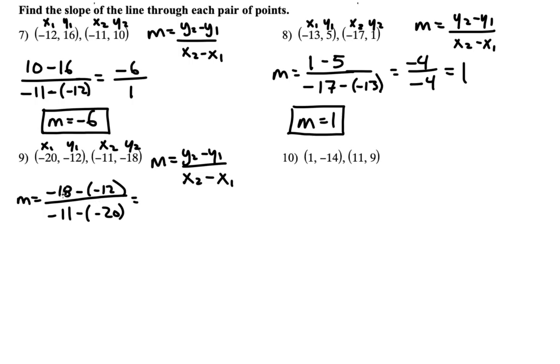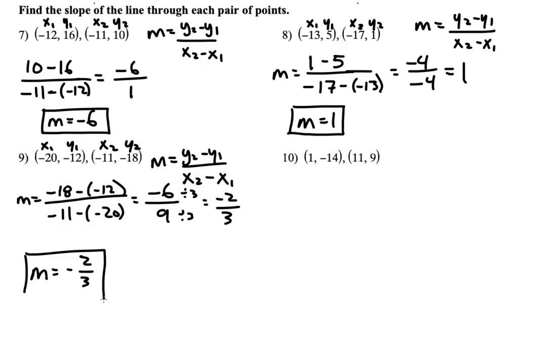So when I do that out, negative 18 minus negative 12 is negative 18 plus 12, so that would be negative 6. And then negative 11 minus negative 20 is negative 11 plus 20, that would be 9. And if I divide the top and the bottom by 3 to reduce it, I get negative 2 over 3. So my slope is equal to negative 2/3. For every time I go down 2, I go to the right 3, or every time I go up 2, I go to the left 3.